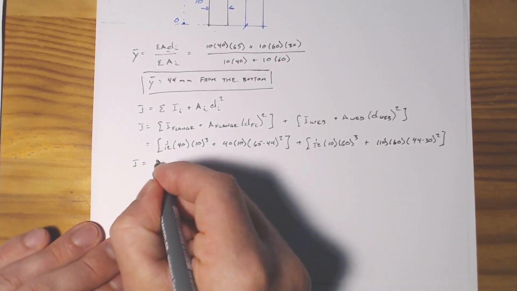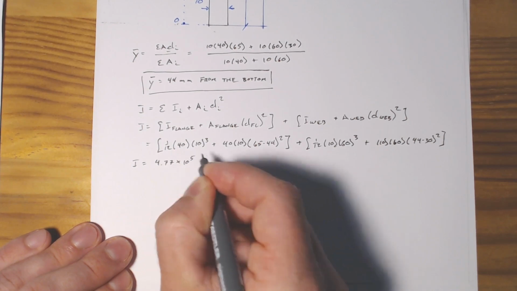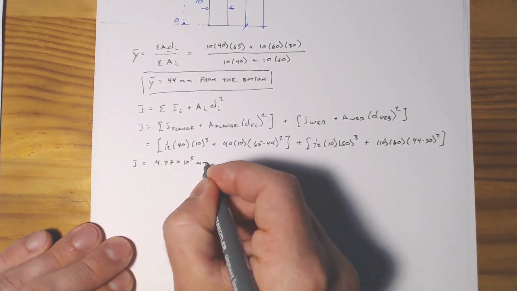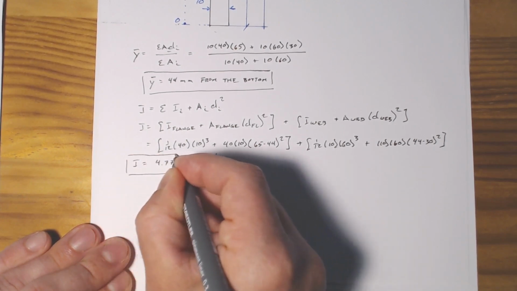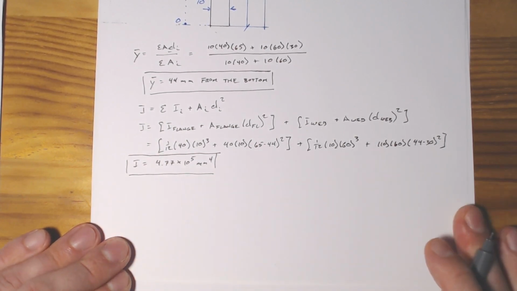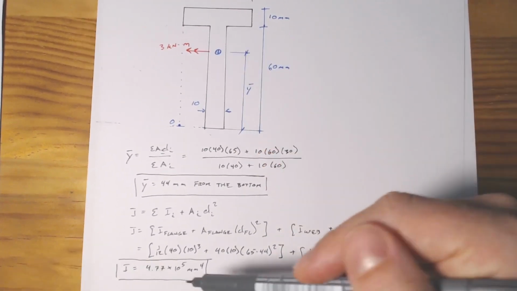equals 4.77 times 10 to the fifth millimeters to the fourth. So now we have our section properties. We know our applied moment, we know our section.